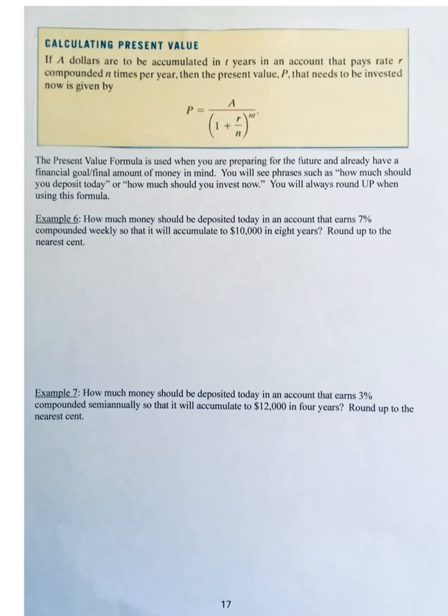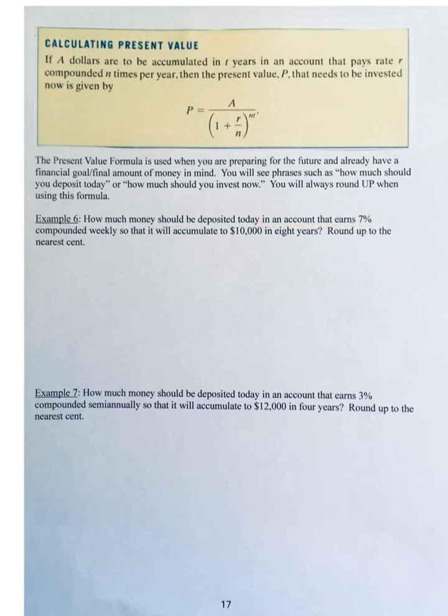Let's go ahead and see this formula in action. Looking at example 6, how much money should be deposited today? So already I'm circling that phrase. That phrase is my cue that I am solving for P, present value or principal P. In an account, so how much money should be deposited today in an account that earns 7% compounded weekly, so that it will accumulate to $10,000 in 8 years. Round up to the nearest cent.